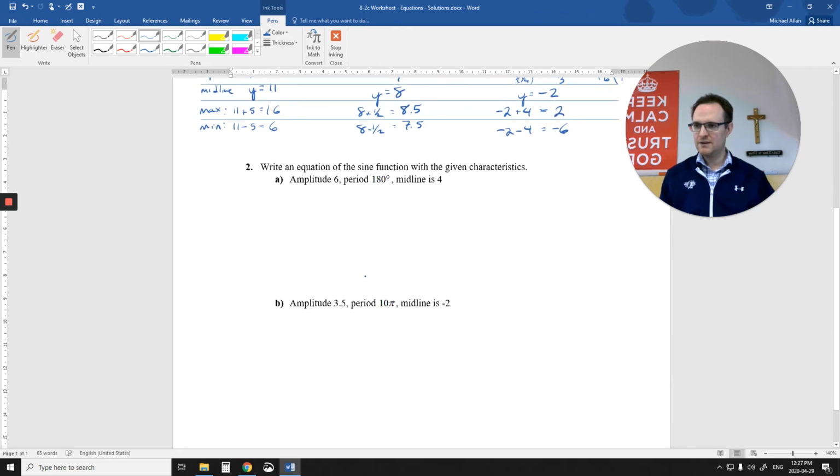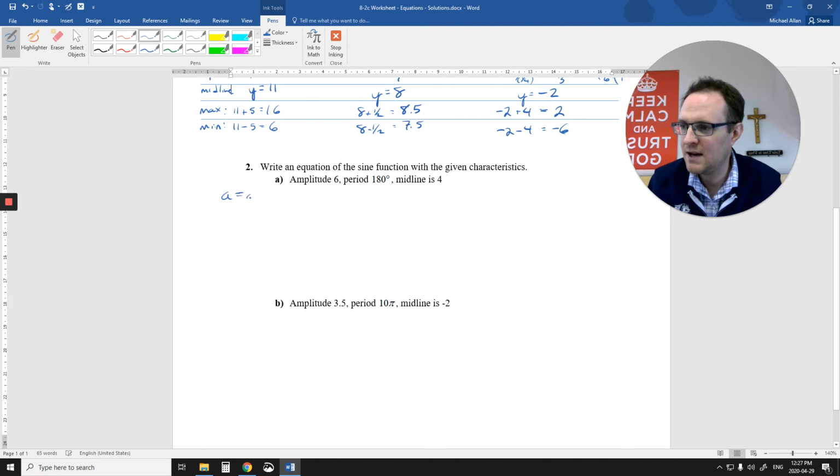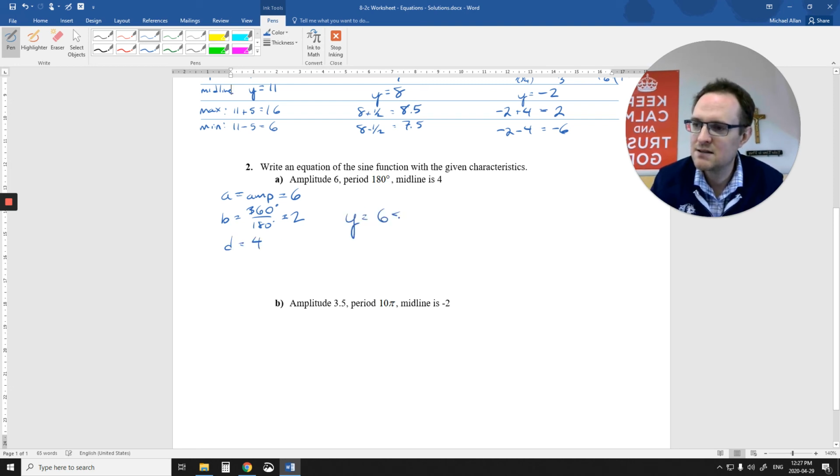Now the equation of the sine function from these given things. We're just going to figure out what the A, B, and D are. Notice there's no phase shift for any of these. So we've got the A value, which is the amplitude, which is 6. The B value comes from the period; because this was in degrees, you can see 360 over the given period, which is 2, that divides out to 2, and D is your midline, 4. So put that all together, we get 6 sin 2x + 4.